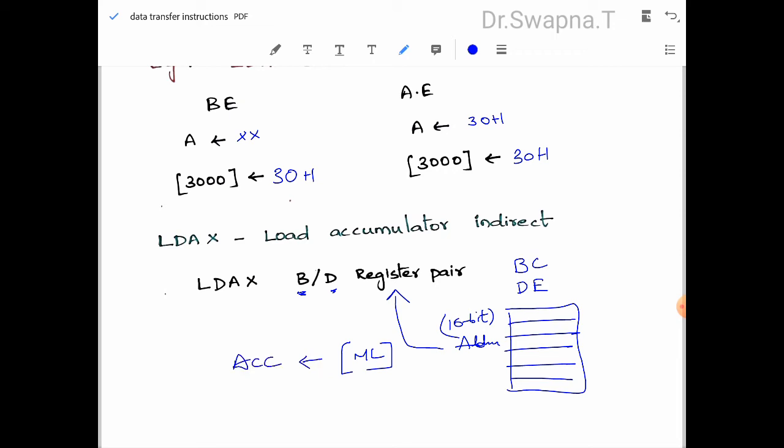The contents of either the register pair or the memory location will not be altered. So after the execution also, the register pair value will not be changed, and the content of the memory location also will not be changed.